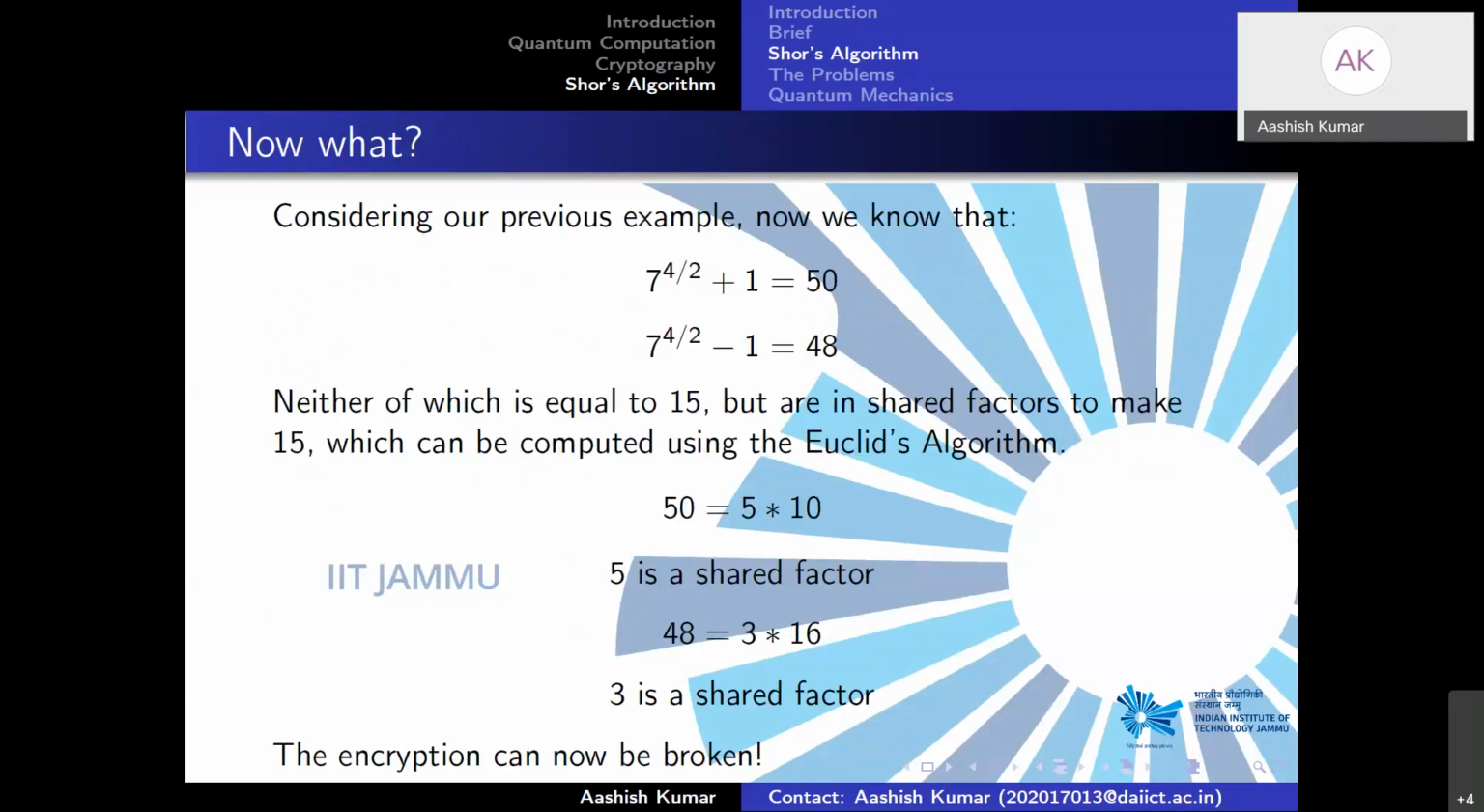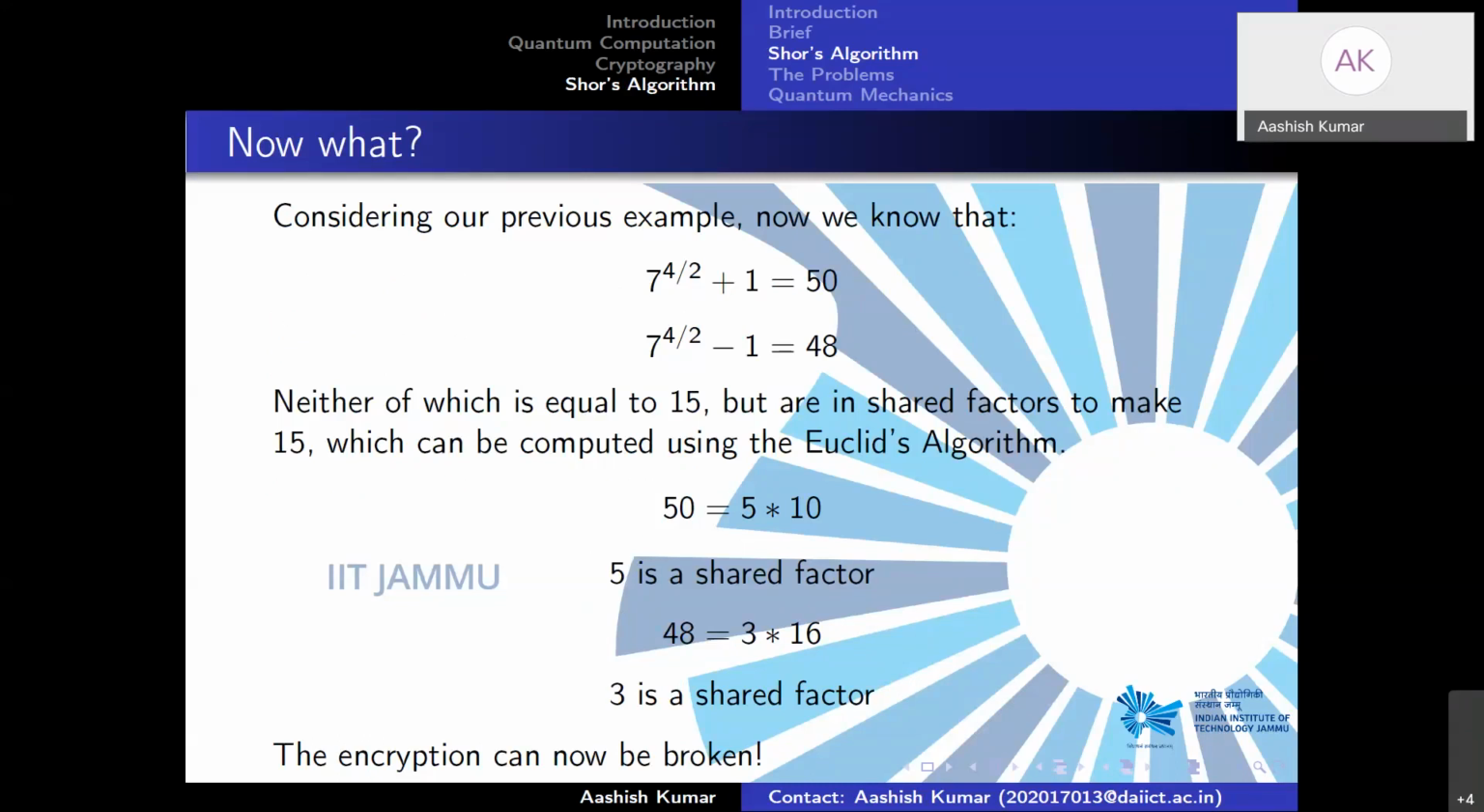If we consider our previous example, 7 to the power 4 was giving me that result. So if I apply that here, I'll get 7 to the power 4 by 2, which will be 2 plus and minus 1, and I'll get 50 and 48 as two integers. So we see that neither of which are equal to 15. But if we consider in more depth, we can see that they have shared factors which can result in 15, which can be computed using Euclid's algorithm.